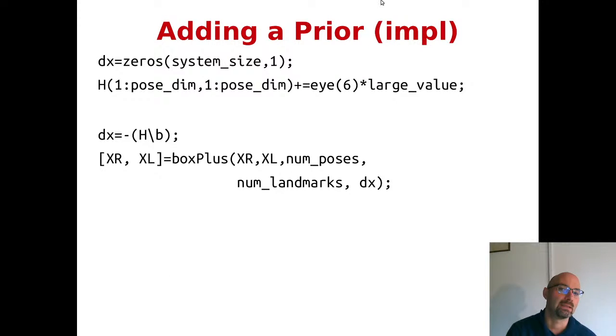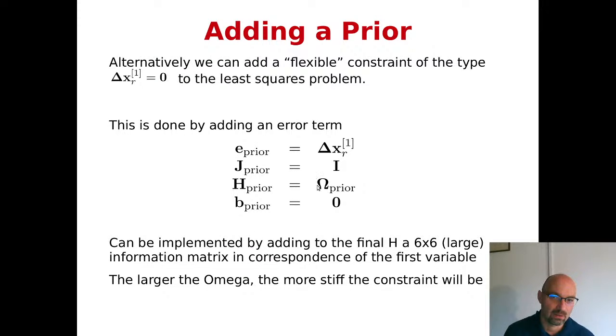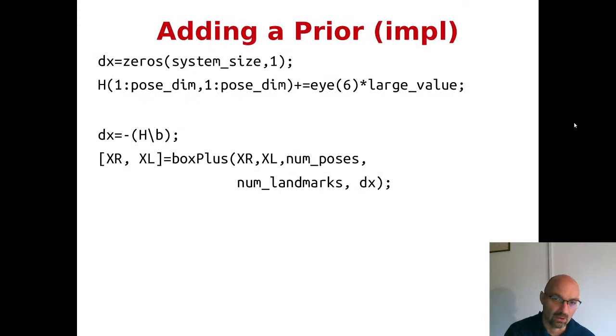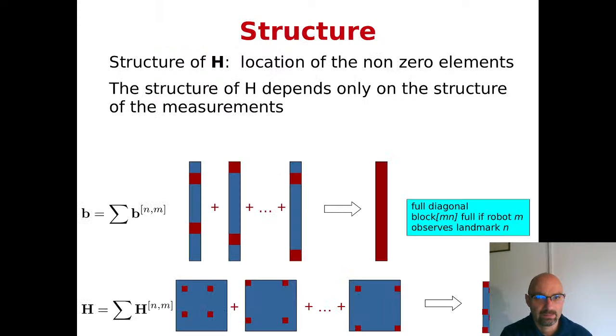How to implement it? This is the other option. Clearly, if omega is 0, it's like you had no prior in your system. The larger the omega, the more stiff the constraint, and the more your system will stay fixed. Normally, if you want to block the system by using this technique, you add a large value to the variable that you want to block. Okay, and then you solve the system.